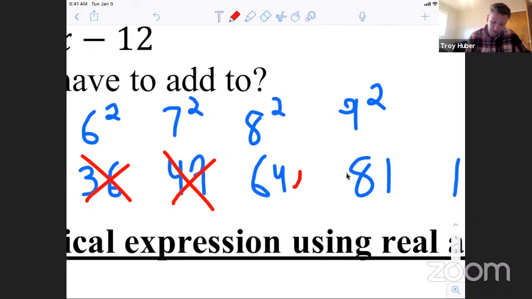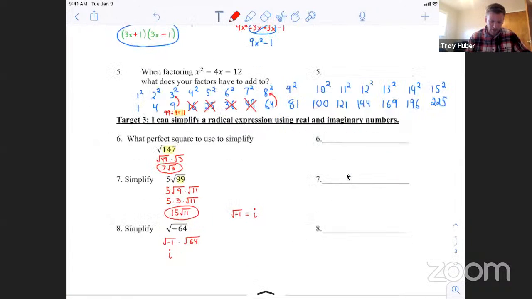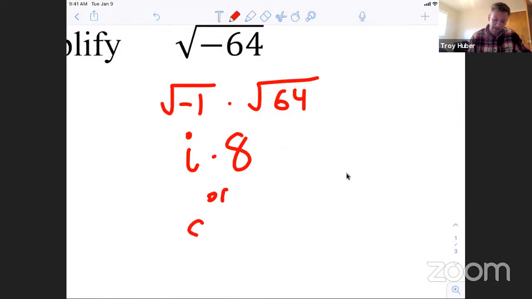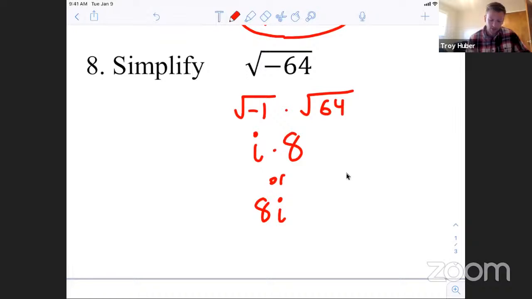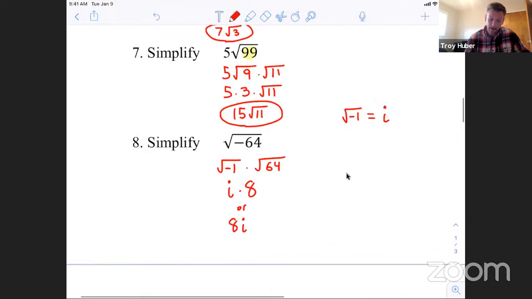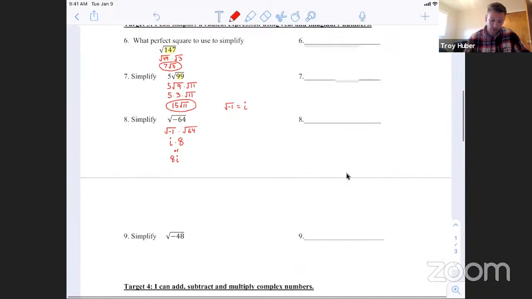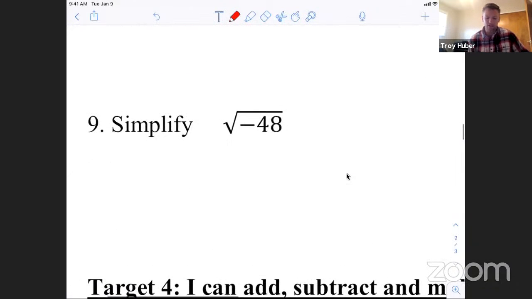All I have to do is say, okay, square root of 64 is 8. So I come back down here and I would say 8. So you could write i times 8, or usually you'll see this written as 8i. All right, but we did it. That would be your answer for number 8, just that 8i. All right, I think we have one more in target 3. Okay, so this one is the square root of negative 48.